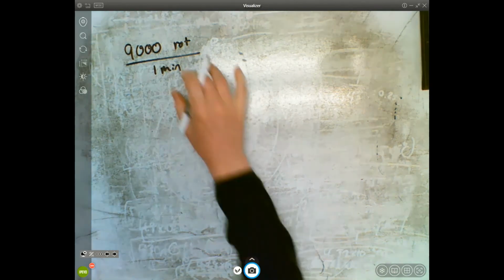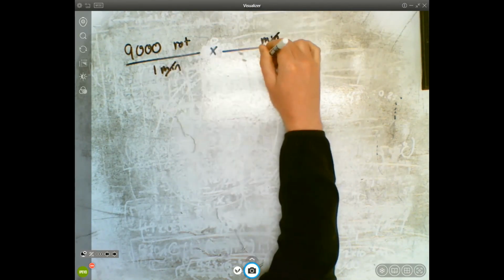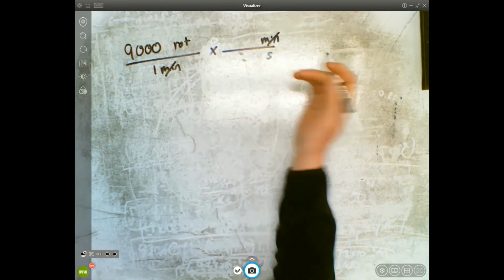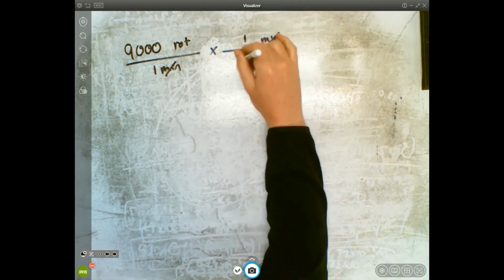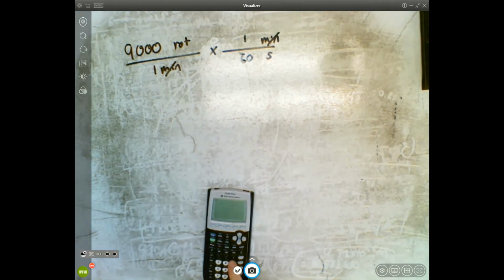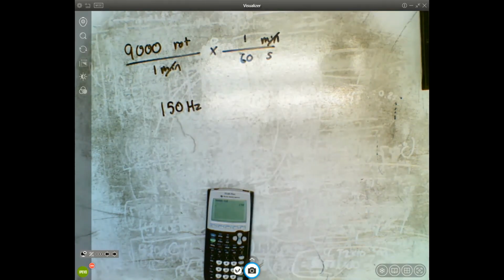So if we want to know our frequency in hertz, we just have to switch this to seconds. And it's no different than converting between any other units. We put minutes up top to make it cancel out, and seconds on the bottom. So we get rotations per second, and that's a frequency. Right? So in 1 minute, there's 60 seconds. So I just have to take 9,000 divided by 60, and I get 150 hertz, or rotations per second.